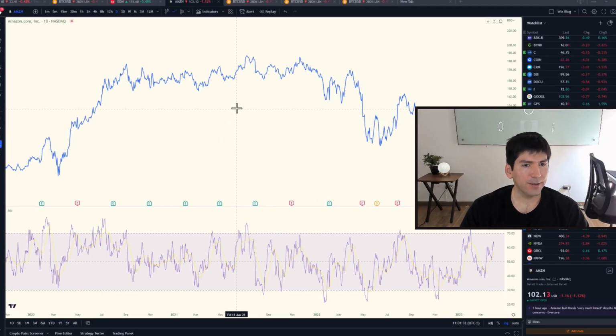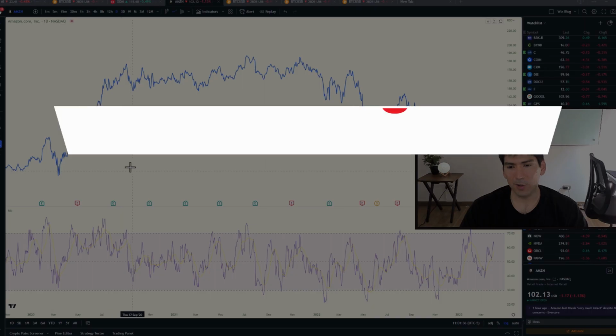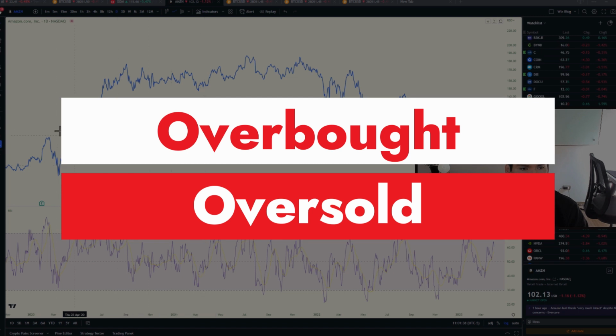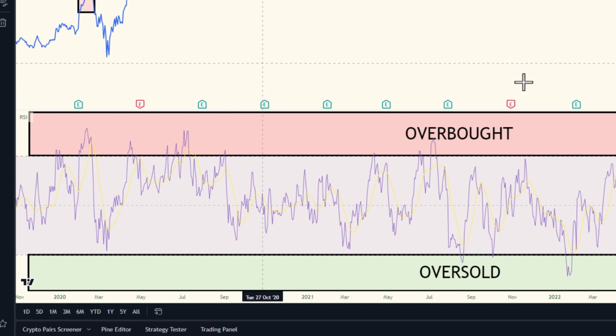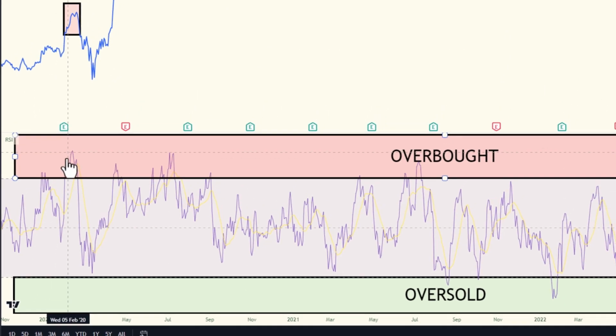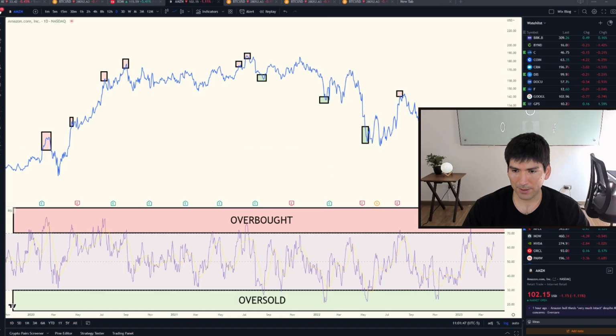So the first use that we can have with the RSI is to detect when an asset is overbought and oversold. And I'm going to show you here already this graph. So basically, when this purple line here gets above the 70 level, the asset is overbought. What does it mean when it's overbought and oversold? That it is highly likely that we're going to have a trend reversal soon. Not necessarily, but it's highly likely.